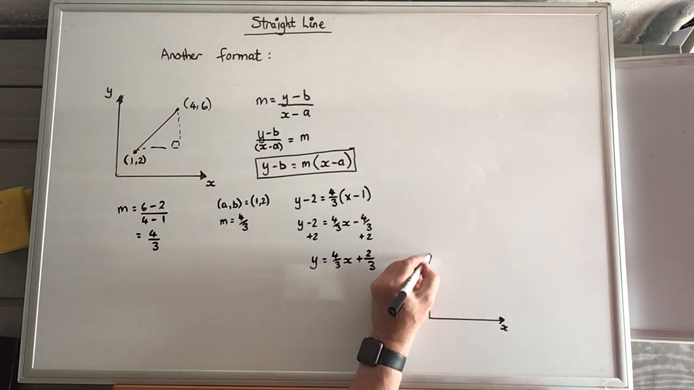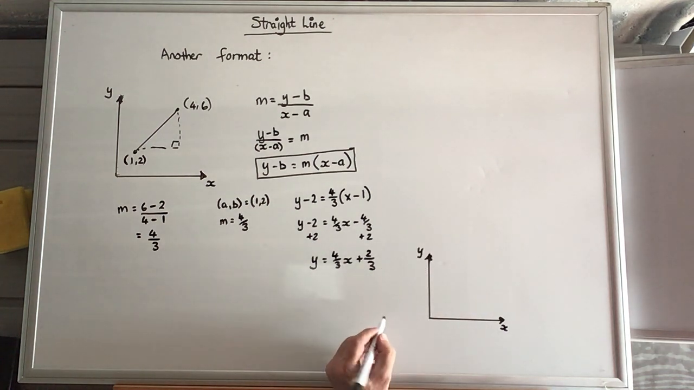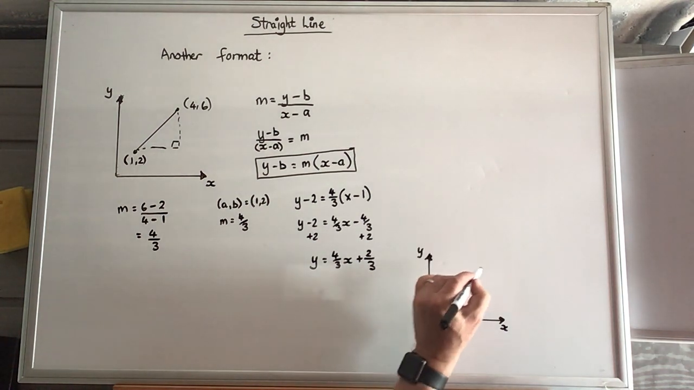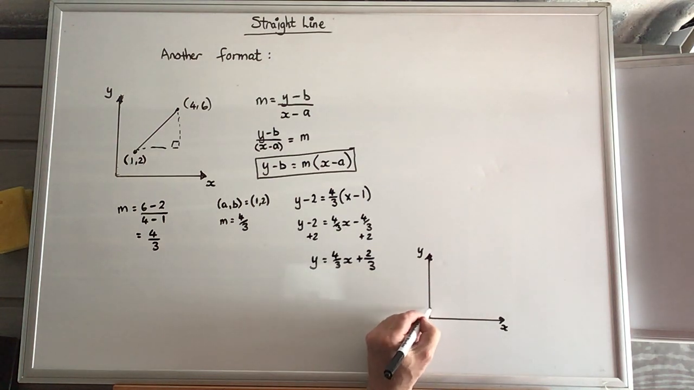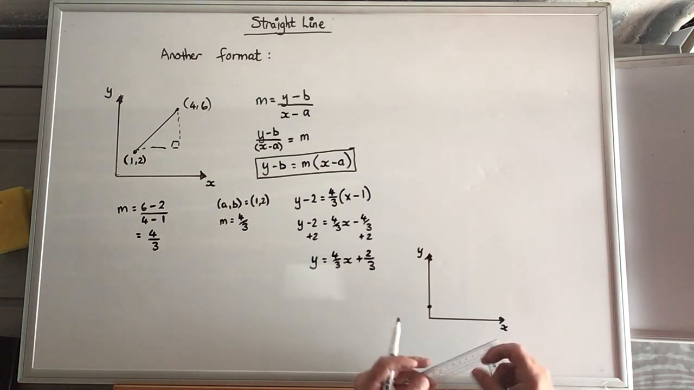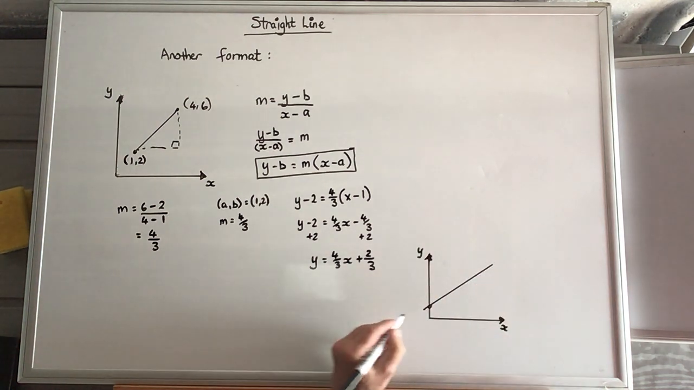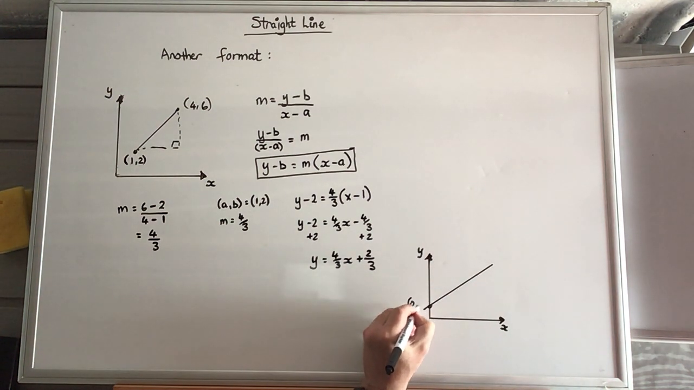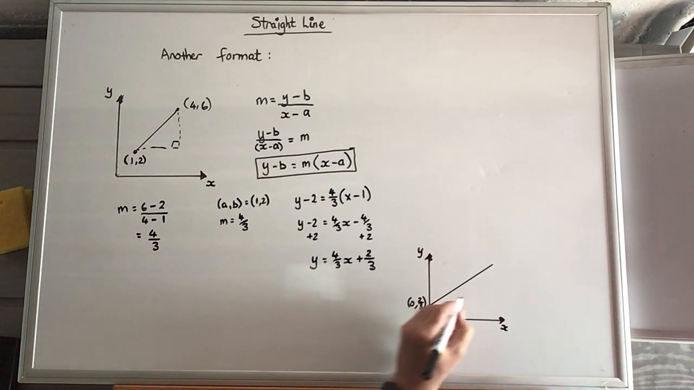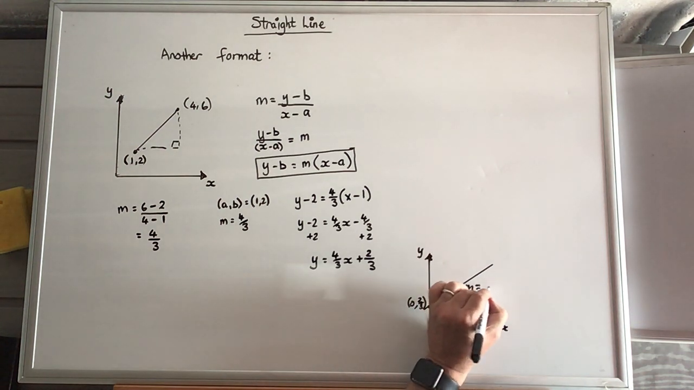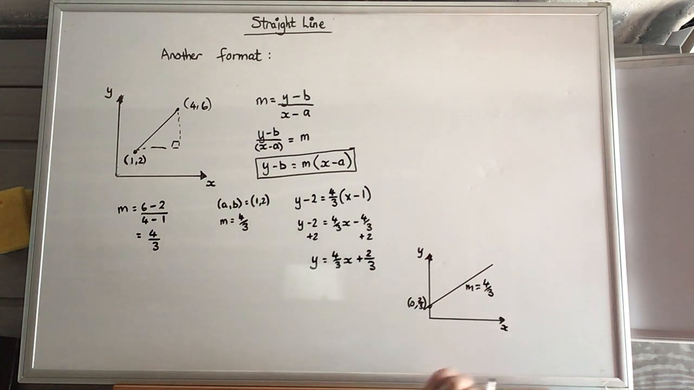There's my x and my y. Well, my gradient is positive, so it's going this way, and it's passing at 2/3, so it's down here somewhere. Let's draw a line in. So in the corner it's (0, 2/3), and my gradient is 4/3. There we go. Okay.